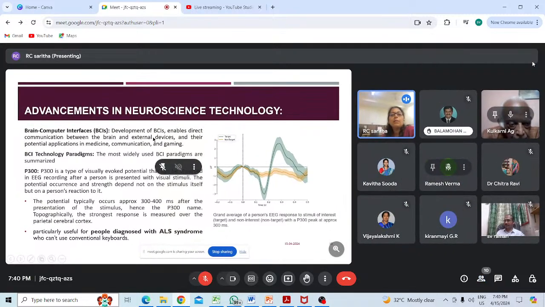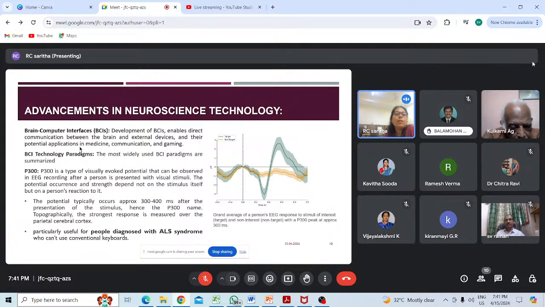BCI is nothing but a development that enables direct communication between the brain and external devices. So in real time it can communicate, and it can even be used medically and therapeutically. People can use this BCI. How effective it is: BCI technology has, over the years, come to a very good standard right now.